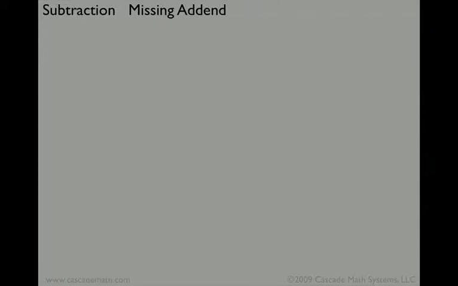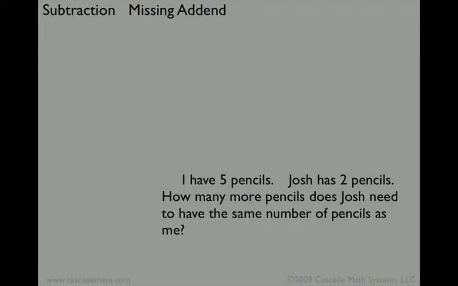Again, we will use our trays and balls to understand this type problem. Be sure your tray is reset and you follow along with me on your tray as I work on the computer. Here's our first missing addend problem using subtraction. If I have 5 pencils and my friend Josh has 2 pencils, how many more pencils does Josh need to have the same number of pencils as me?